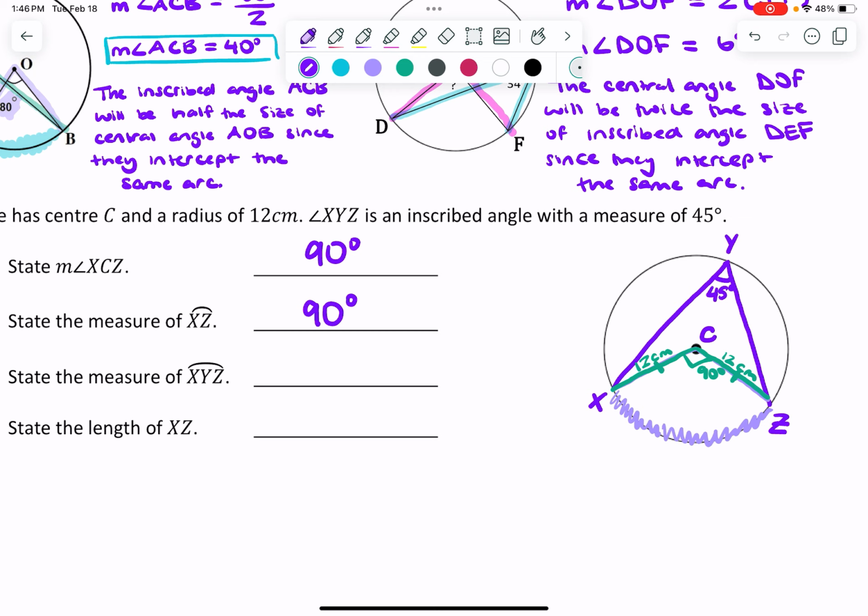Next, we want to state the measure of the major arc, XYZ. Well, that's this part over here. Now, I know a whole circle, a full rotation angle, is 360 degrees, and if the minor arc is 90 degrees, the major arc is the difference, the remaining part of it. So 360 minus 90, or in this case, 270 degrees.